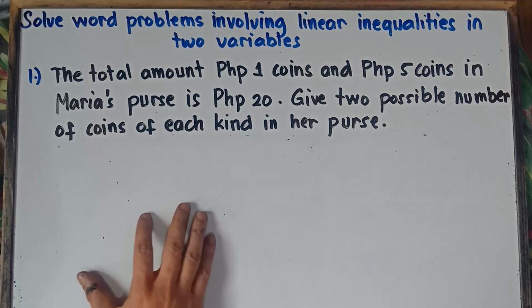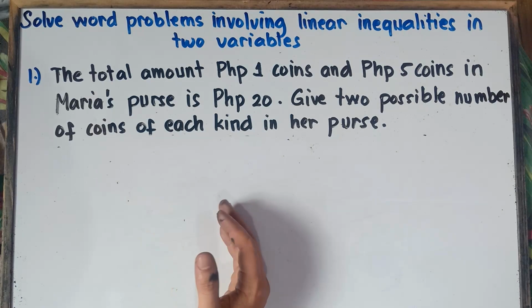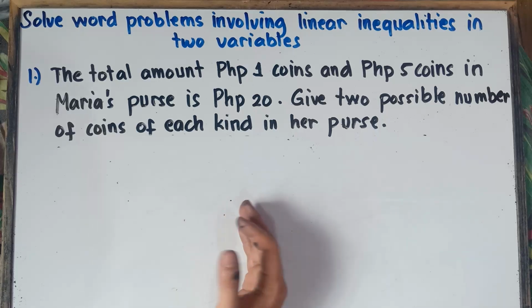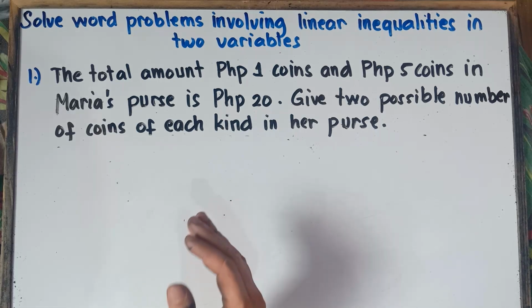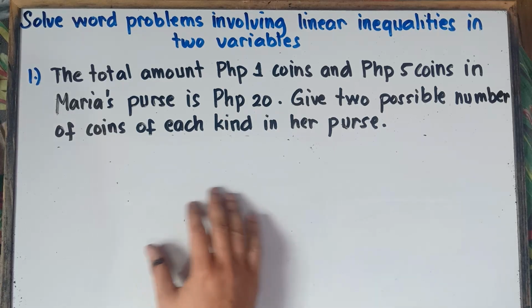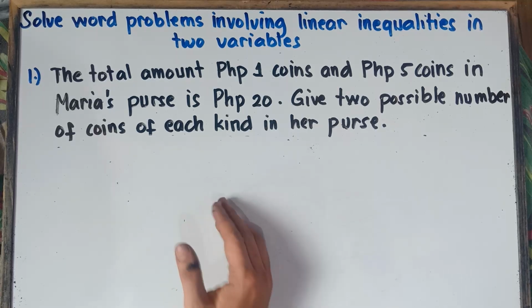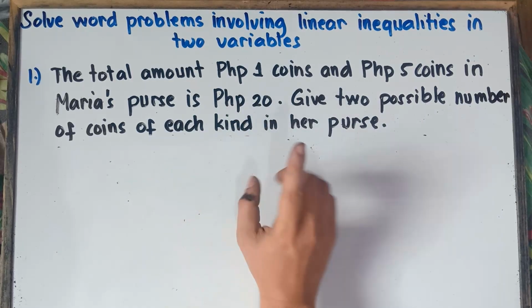Alright, so let's start with example number 1. The total amount of 1 peso coins and 5 peso coins in Maria's purse is 20 pesos. Give 2 possible numbers of coins of each kind in her purse. So once again class, you need to understand the problem. The total amount of money in Maria's purse is 20 pesos. Maria has 1 peso coins, and Maria has 5 peso coins.